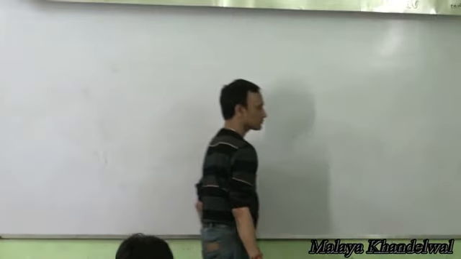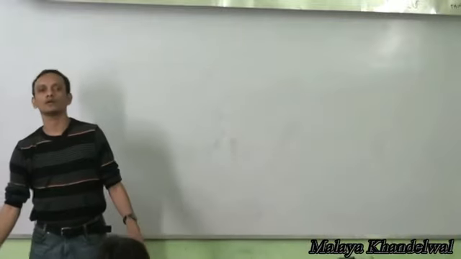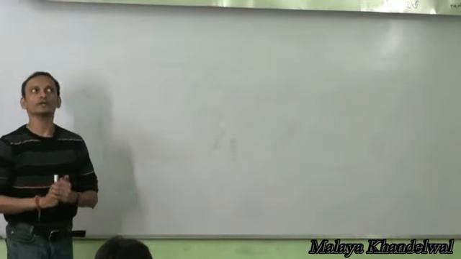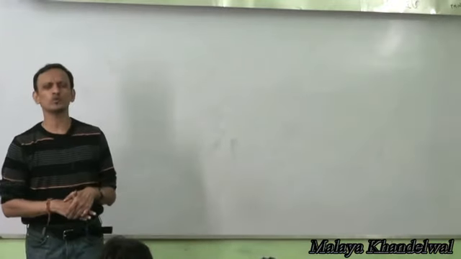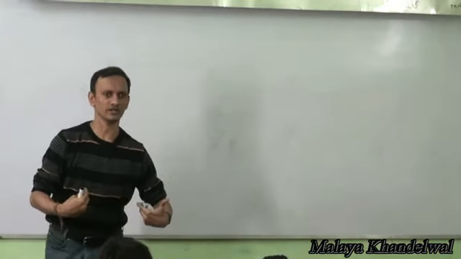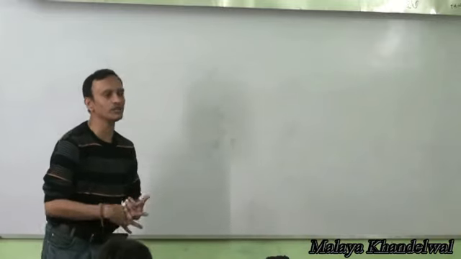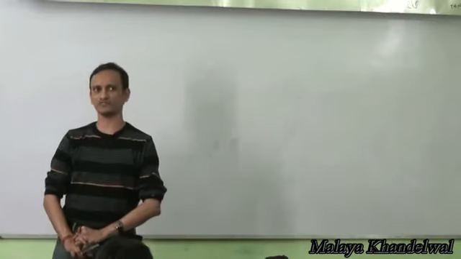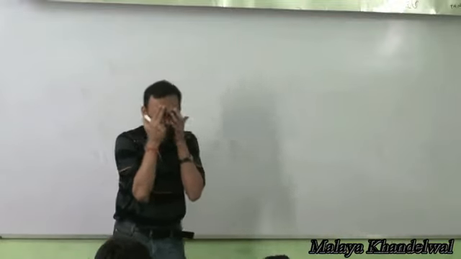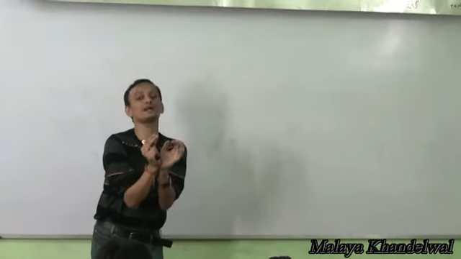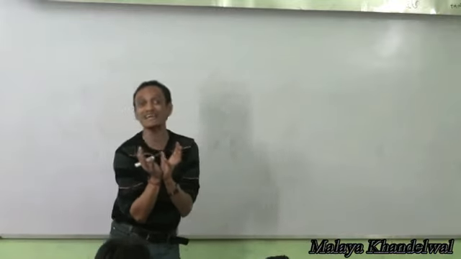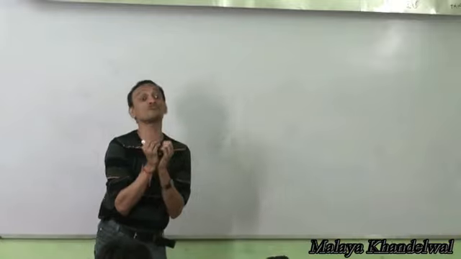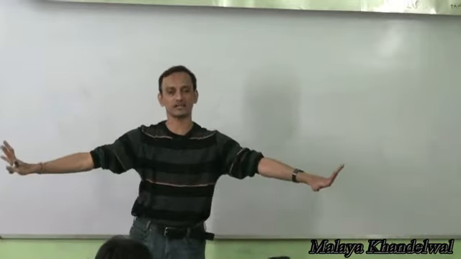Now, we define in a gravitational field what we refer to as the intensity of the field. Intensity at a point is the force experienced by a unit mass at that point. That's all. Intensity of a gravitational field at a point is the force experienced by a unit mass when placed at that point.